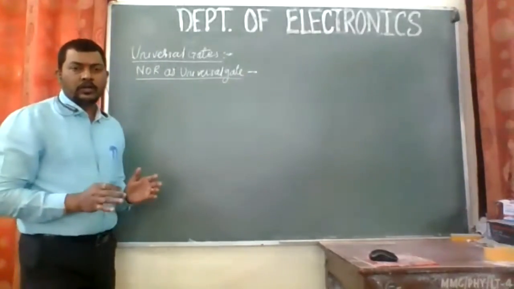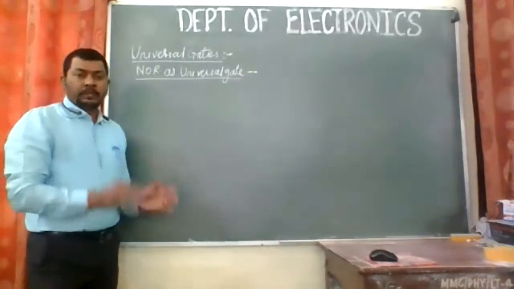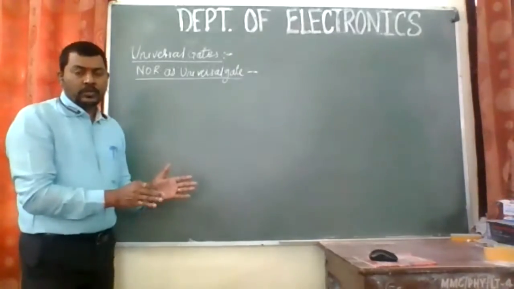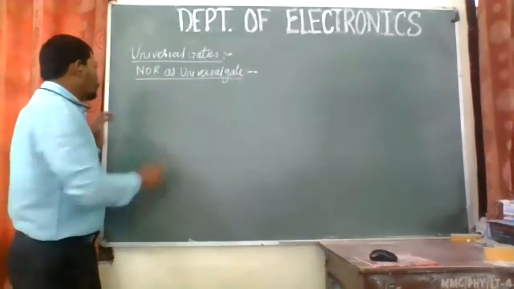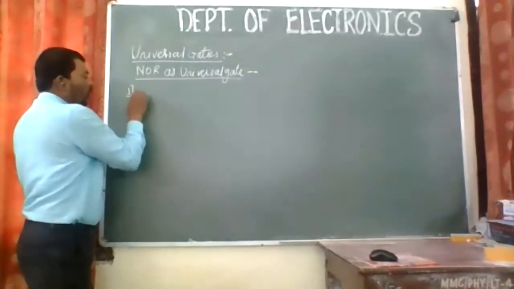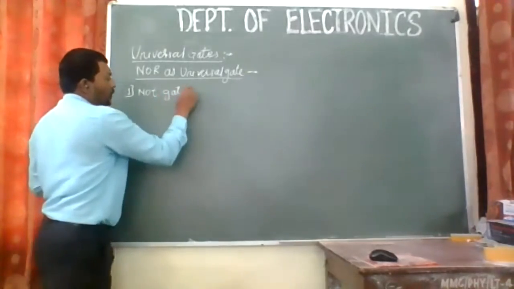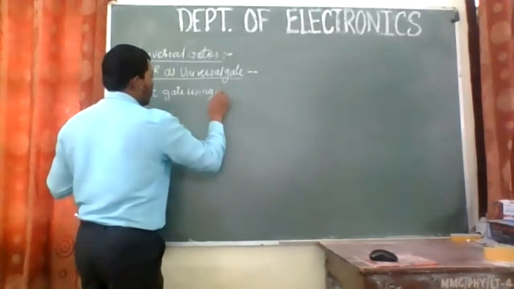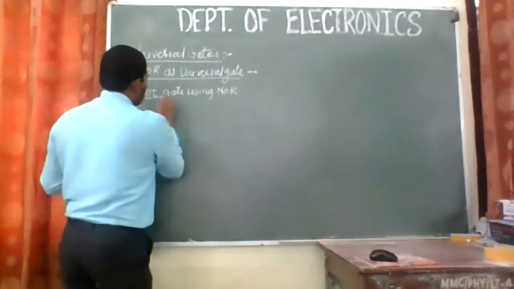What I've told you is that to build any of the gates, we can use the NOR gate. We can use the NAND gate too in that sense. So now to build the first gate, the first gate is the NOT gate, NOT gate using NOR. This is what I am expecting you to write. NOT gate using NOR, right?